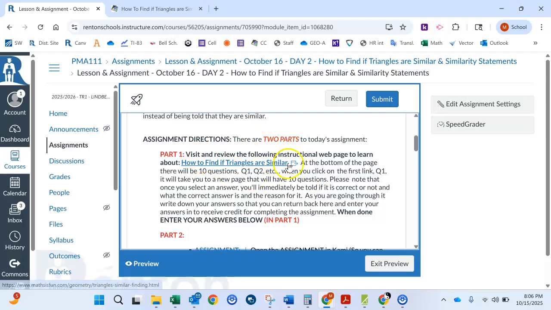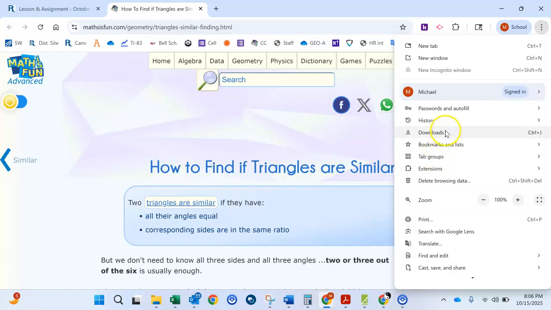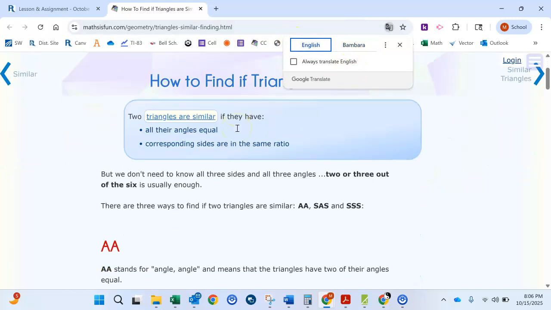What you're going to want to do is visit this site right here. So click on this link here. Make sure you read that, and you've seen this site before. If you need to translate, remember you can translate right here. The first thing is make sure you read through this site.